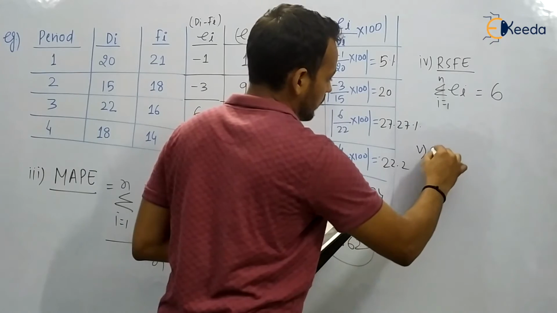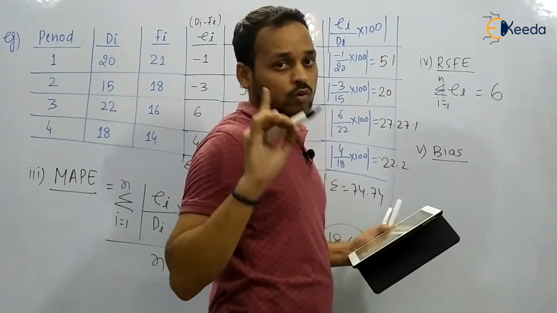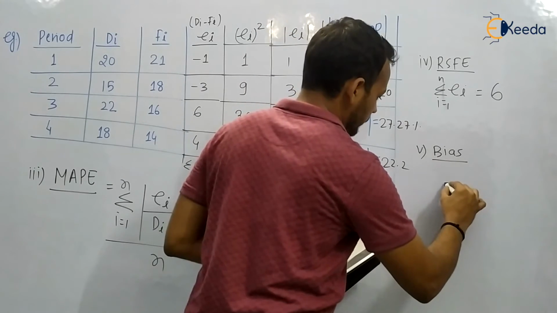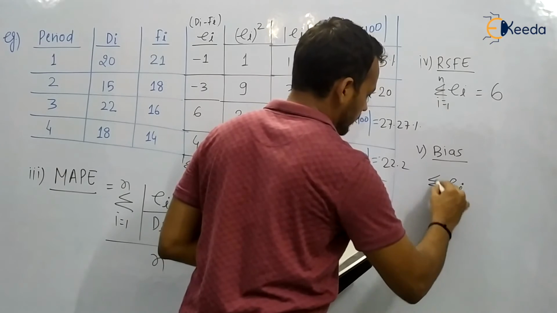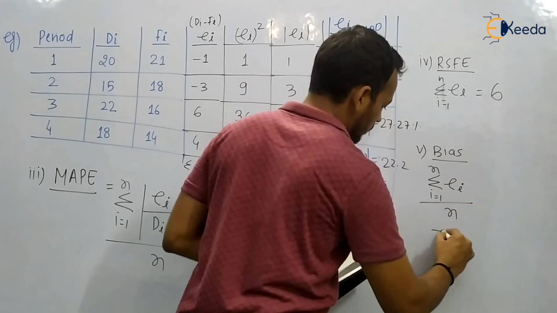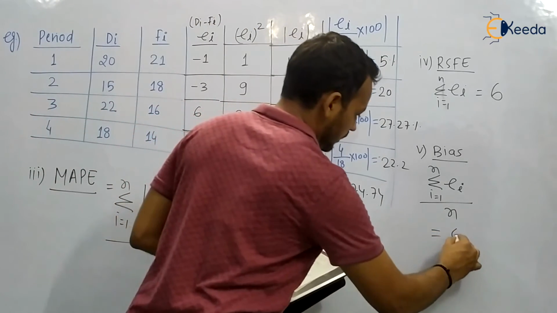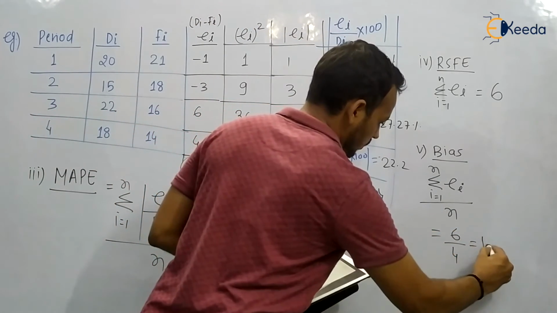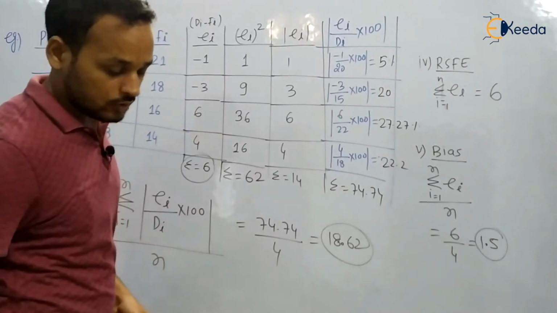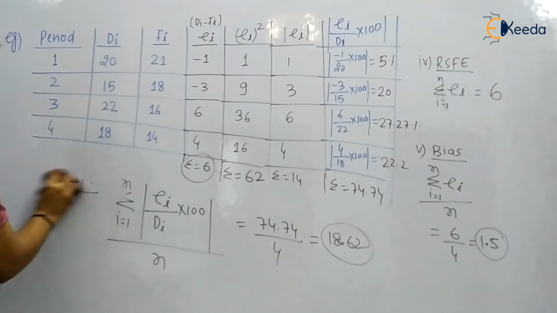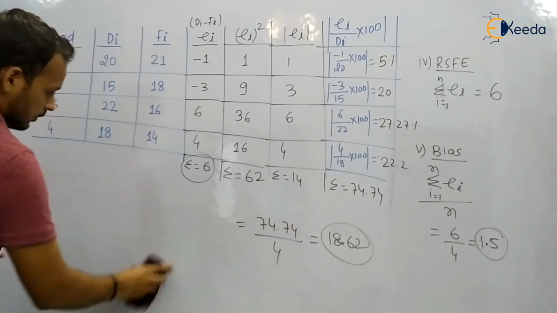The next one is bias. It is also known as mean forecast error. So it is forecast error and then its mean. So the forecast error summation of EI is 6 by 4. It is going to be 1.5. And the last one is tracking signal. You can calculate the tracking signal.